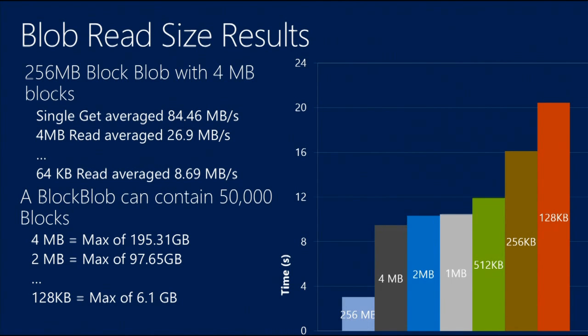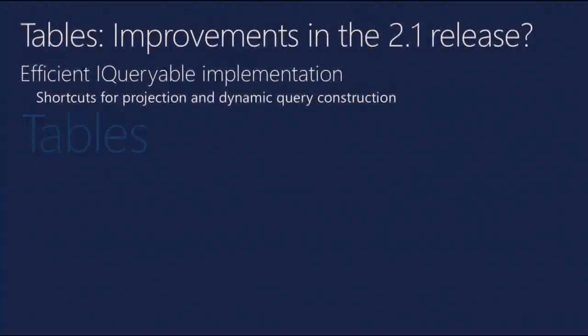One note about when you're choosing a block size to upload: a block blob can contain 50,000 blocks. And what this means is your choice of block size, which you can have different size blocks in the same blob, limits the upper bound of how much a block blob can store. So for example, if I use 4 megabytes as my block size, I can store 195.31 gigabytes. If I use 2 megs, I'm down to 97.6. If I use 128K, the maximum blob size is 6.1. So something to consider when you're choosing the block size to upload.